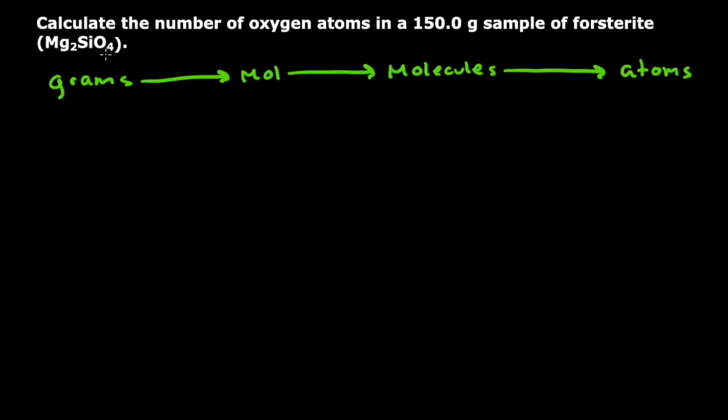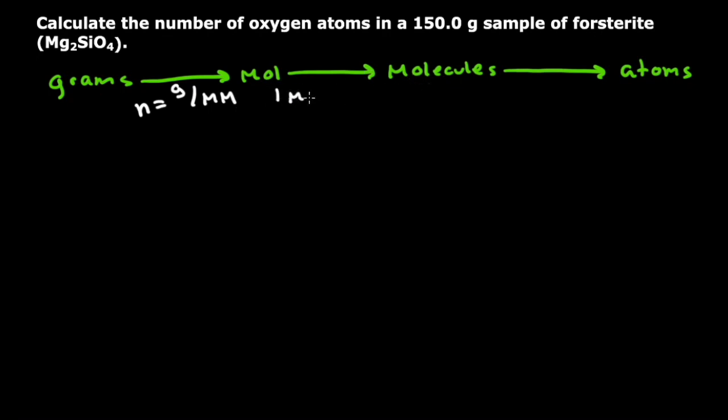And we're going to pick the oxygen atom because we want to know how many oxygen atoms are in the number of molecules of this. And so what we're going to do is go from grams to moles using that a mole is equal to the amount in grams divided by the molar mass. And then from moles to molecules, we're going to use Avogadro's number.